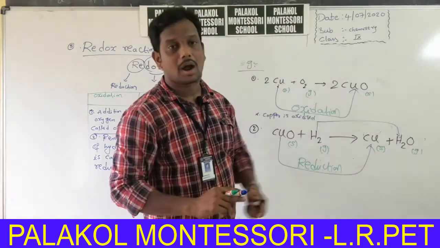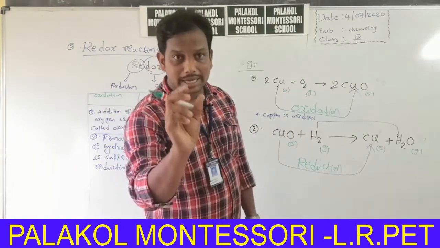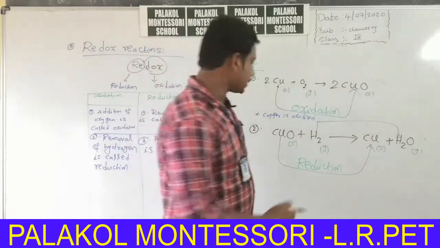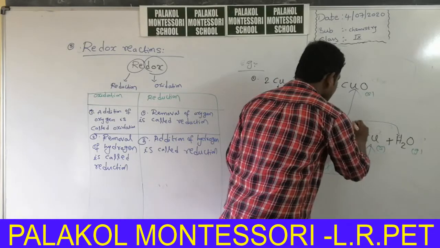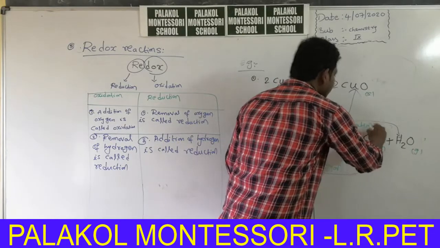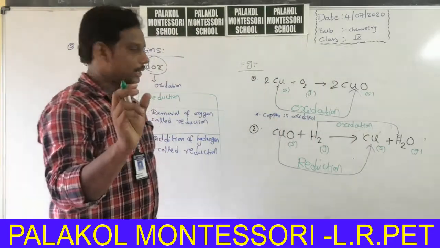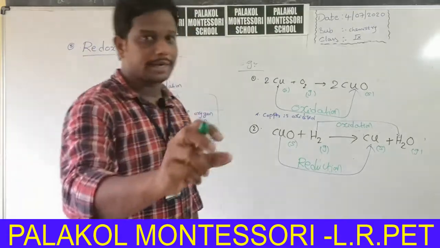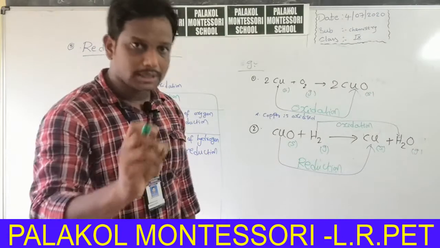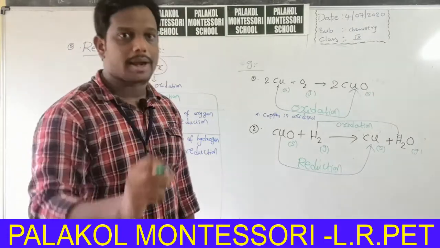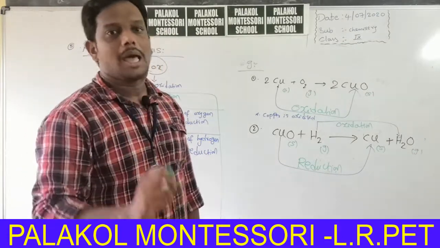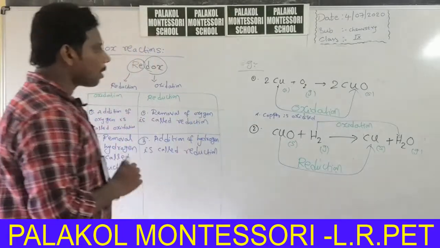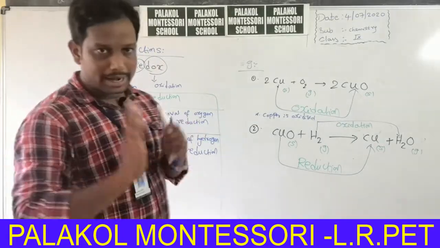Addition of oxygen is called oxidation. Removal of hydrogen is called oxidation. Addition of hydrogen is called reduction. Removal of oxygen is called reduction. Okay, this is about oxidation and reduction.